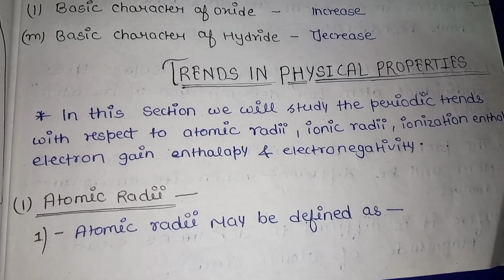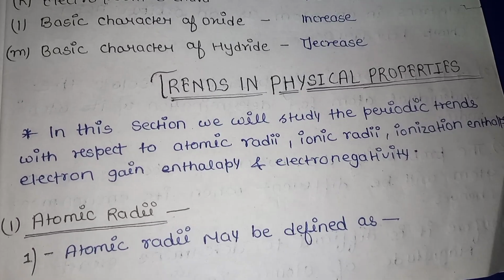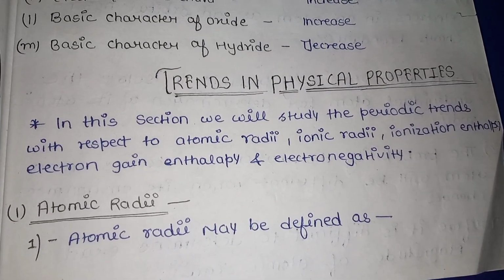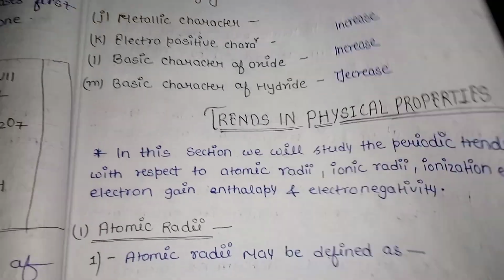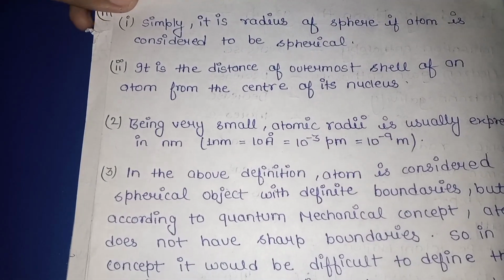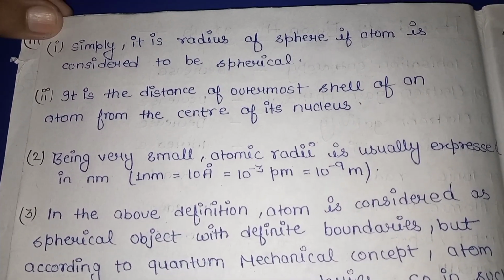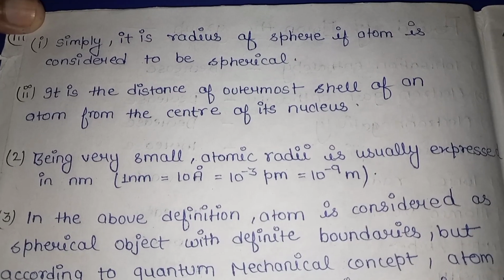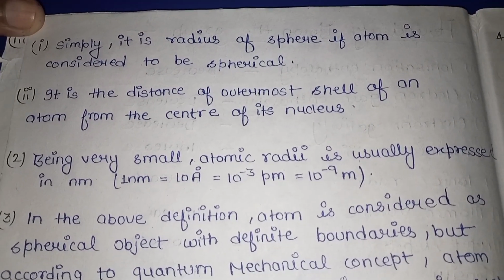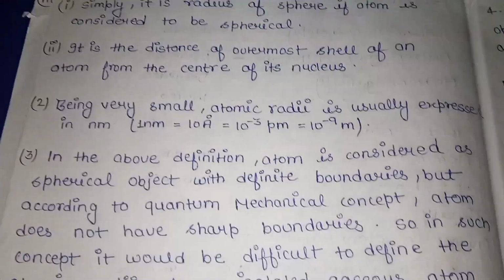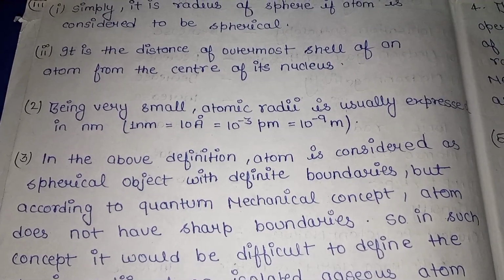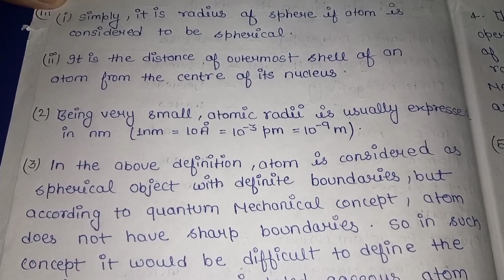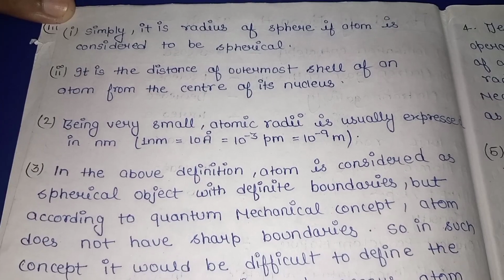Trends in physical properties. In this section, we will study the periodic trends with respect to atomic radii, ionic radii, ionization enthalpy, electron gain enthalpy, and electronegativity. So atomic radius may be defined simply as the radius of a sphere. If the atom is considered to be spherical, it is the distance of the outermost shell of an atom from the center of its nucleus, being very small. Atomic radius is usually expressed in nm, where 1 nm is 10 angstrom, and pm is 10 to the power minus 12 m.